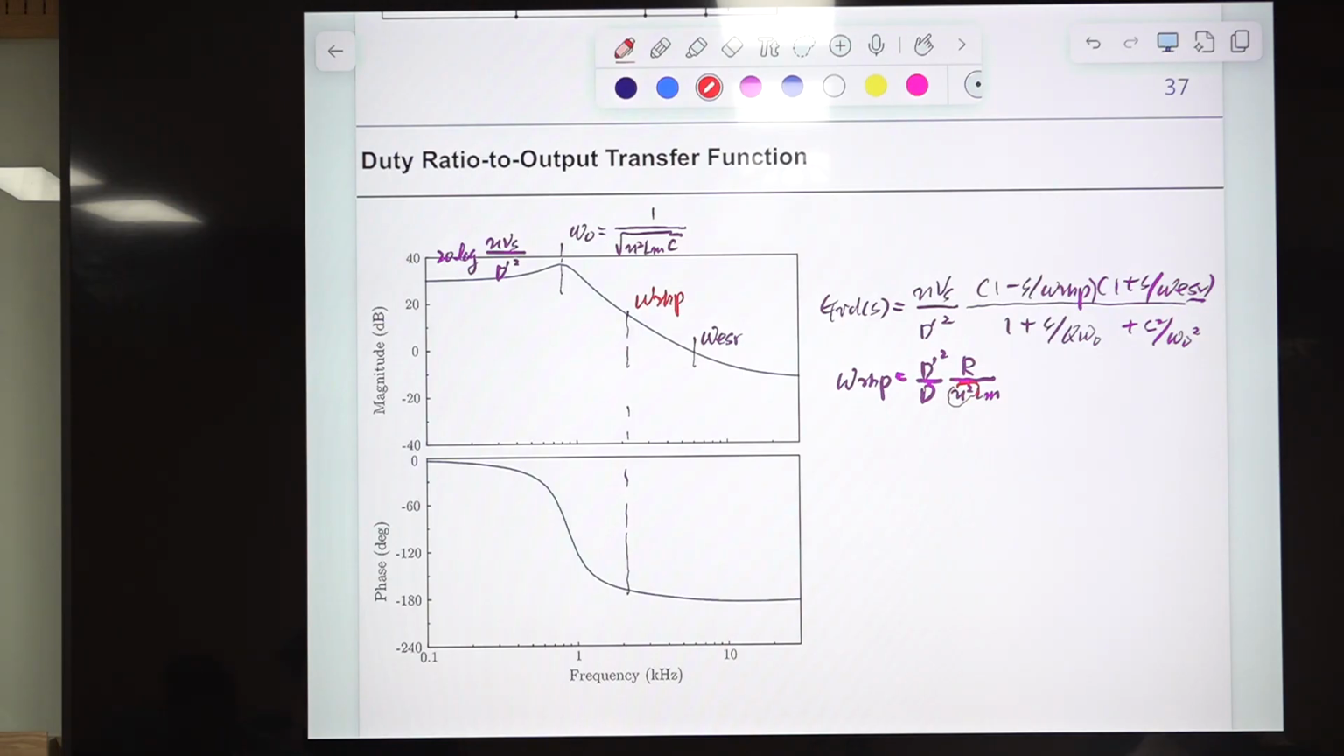So let's think about the phase of this. First we have a double pole, so minus 180 degree phase delay, and we have the omega RHP zero, but in terms of phase it behaves as a pole. So we have 90 degree phase delay, and we have the ESR zero. Then the final phase is minus 180 degrees.